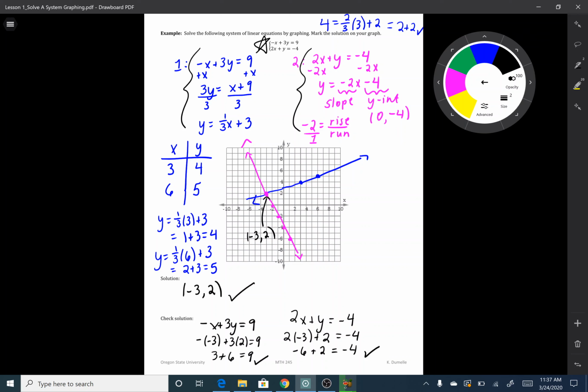So today's lesson was all about how to solve systems of linear equations by graphing. We graphed one of them in each example using the slope and the y-intercept, and we plotted the other one by plugging in some points and finding some points.